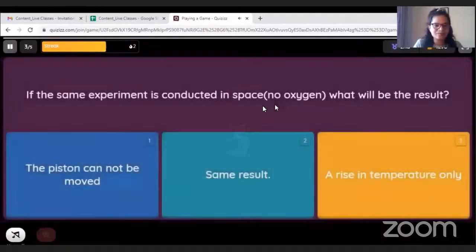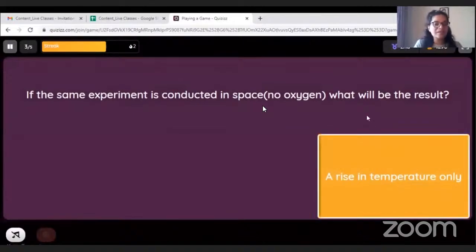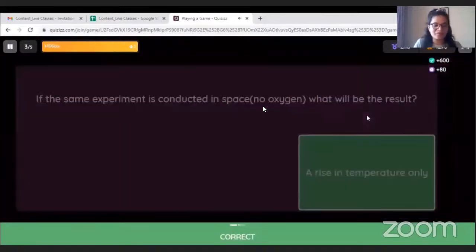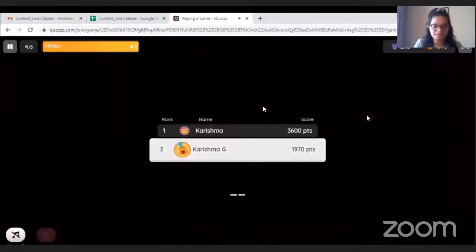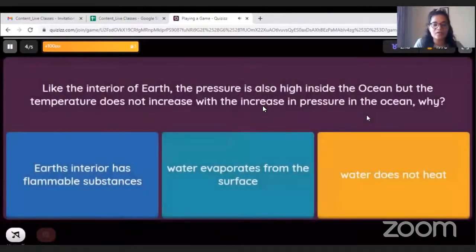Let's go ahead. If the same experiment is conducted in space, that means no oxygen. What will be the results? No oxygen means no air, means no oxygen. No oxygen means no fire. So the piston cannot be moved. No, that's not the case. Same result cannot take place because no oxygen means no fire. A rise in temperature only. That's your correct answer. So there will only be a rise in temperature. Very good. Let's look at the next question.